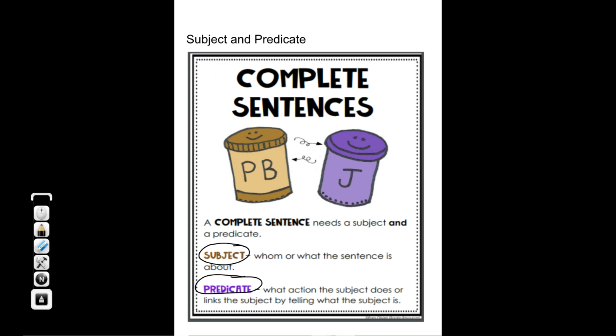Okay, and the reason for the picture of peanut butter and jelly is they go together. Peanut butter and jelly, whenever you think of peanut butter, most people think of jelly, or if you think of jelly, you think of peanut butter. So they want you to have that visual in your mind to think of subject and predicate. Subject and predicate always go together.